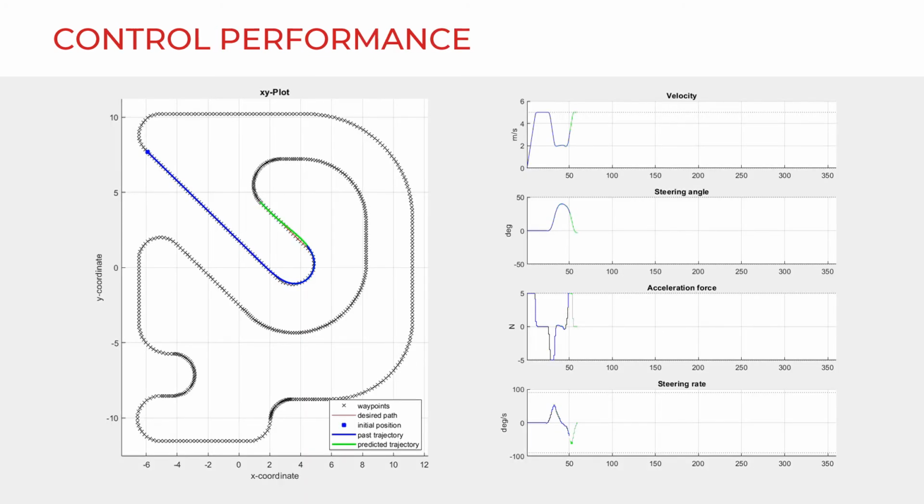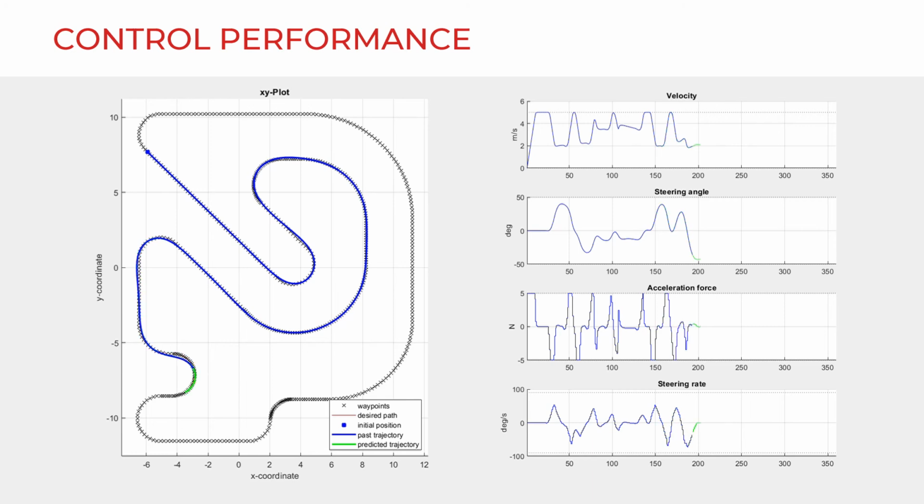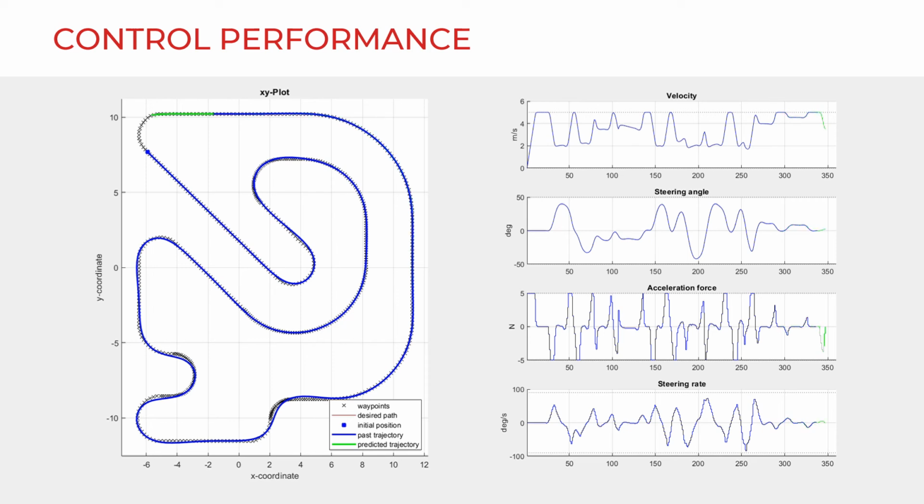The 2 solvers result in almost the same control performance, as showcased here. The green and blue line are the predicted and past trajectory. Red line is the desired path, and dark crosses are the waypoints. The car clearly follows the racetrack with prescribed accuracy, and all system constraints are well respected.